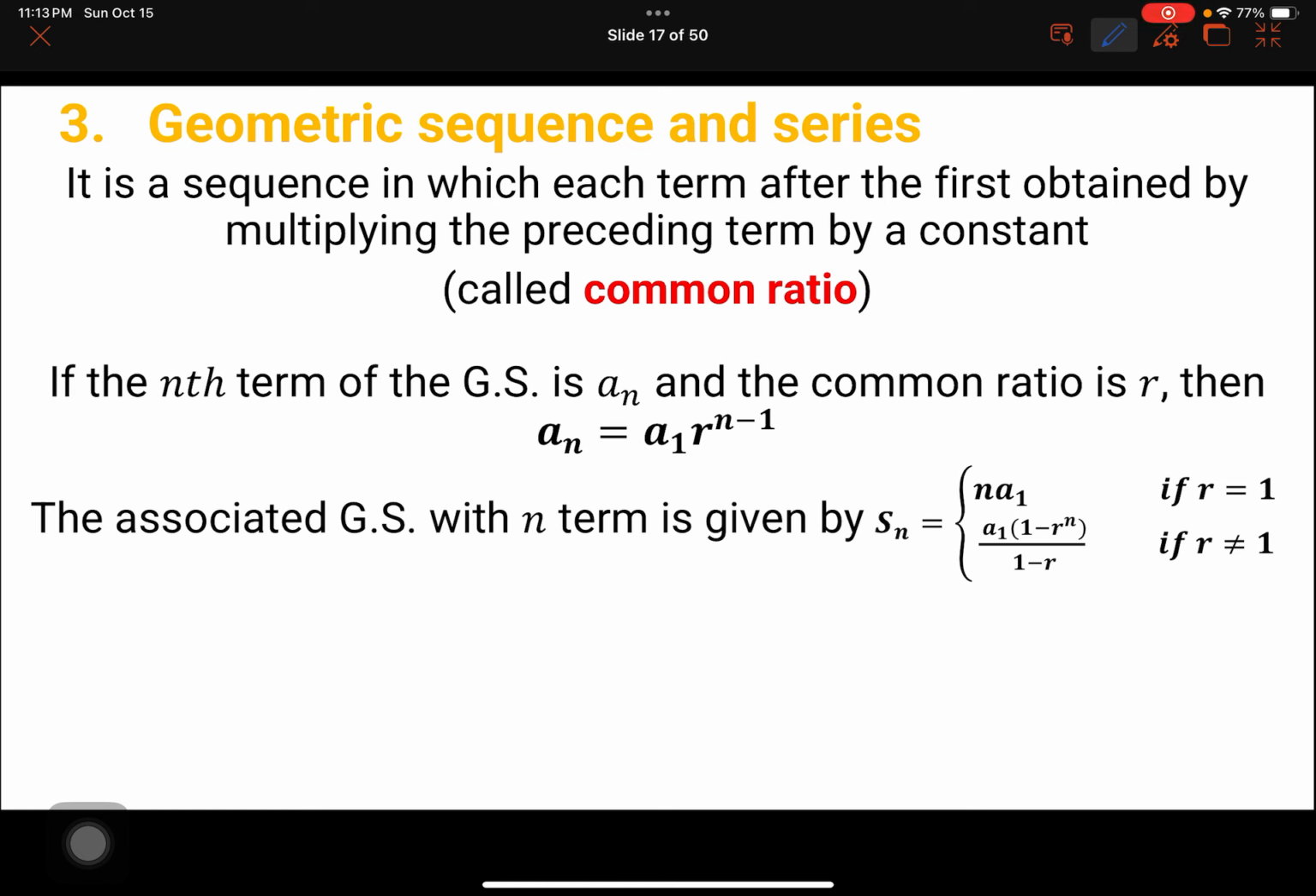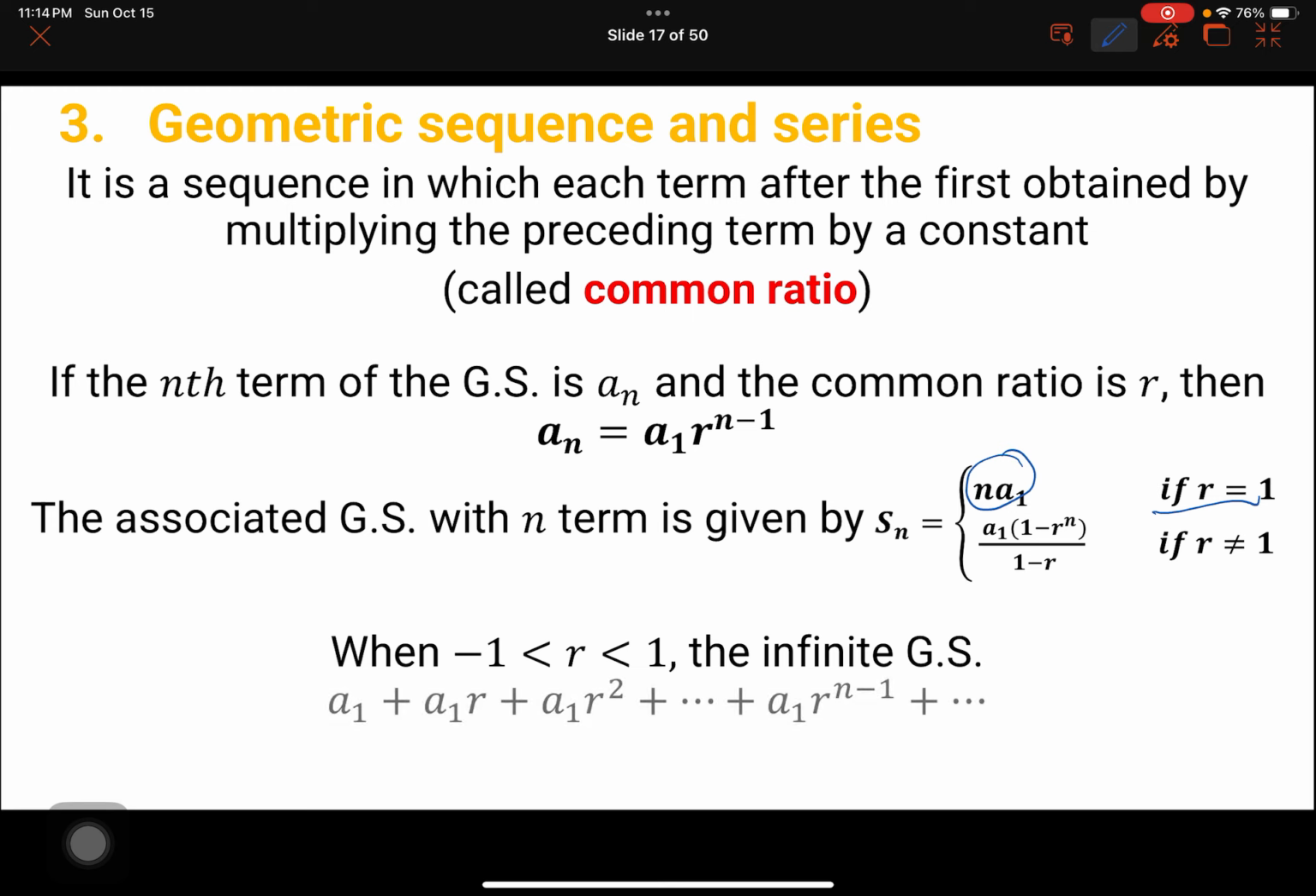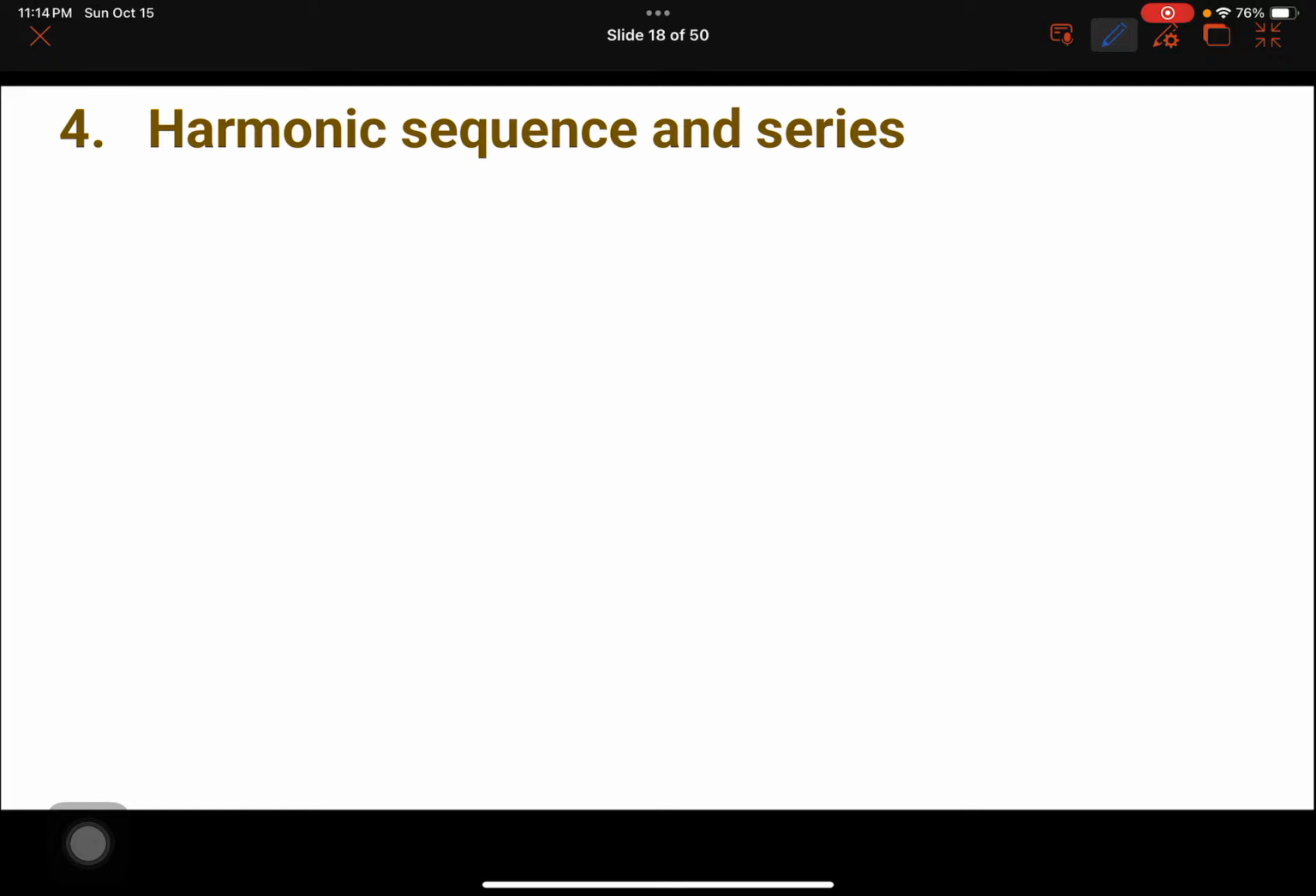Then the associated geometric series with n terms is given by, if r is equal to 1, so gagamitin lang natin formula is n times a sub 1. And if r is greater than or less than 1, so gagamit tayo ng a sub 1 times 1 minus r raised to n all over 1 minus r. And if we have infinite geometric series, so we will use S is equal to a sub 1 over 1 minus r. And lastly, we have the harmonic sequence.